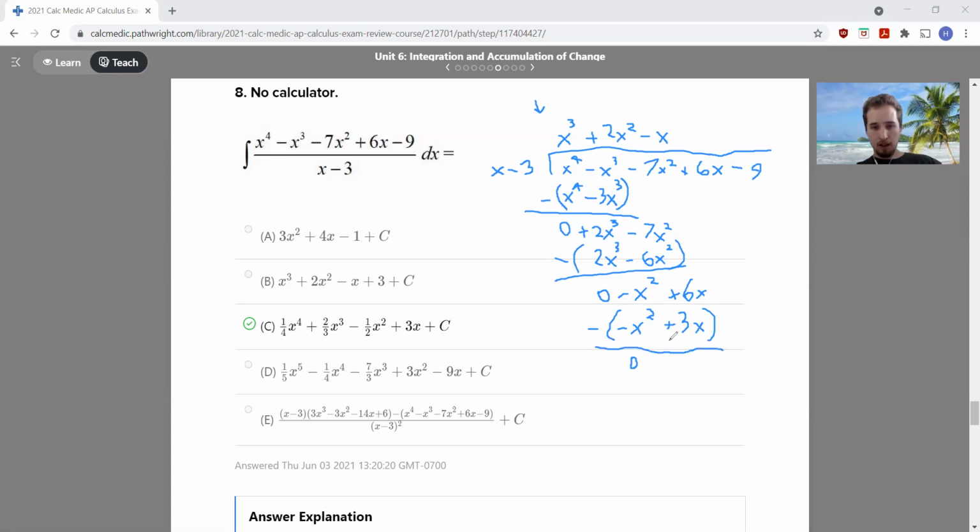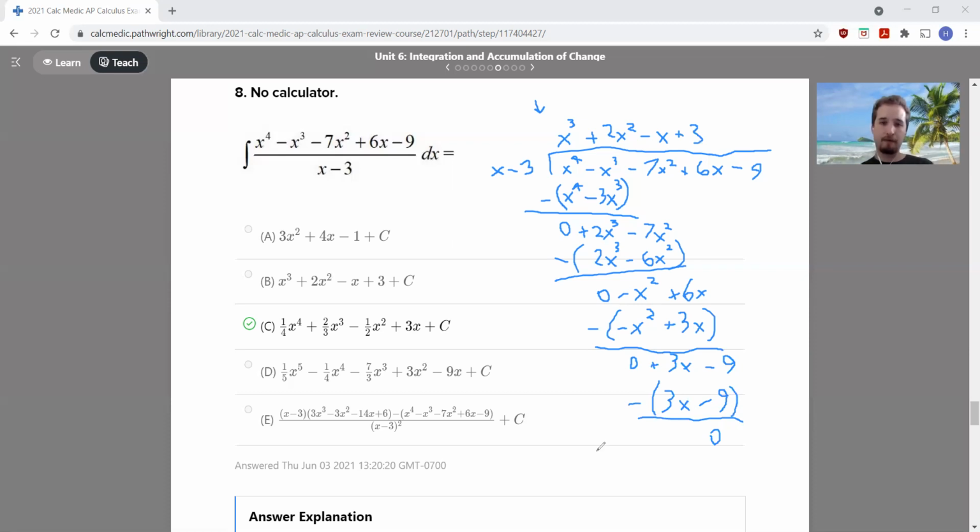This is going to be 0 again. 6x minus 3x is just going to be 3x. We're going to bring down our last term, which is 9. How do we get x to equal 3x? Well, you just multiply x times positive 3 to get 3x. 3 times negative 3 is 9. And perfect, we actually get a remainder of 0, which means this divides into everything perfectly.